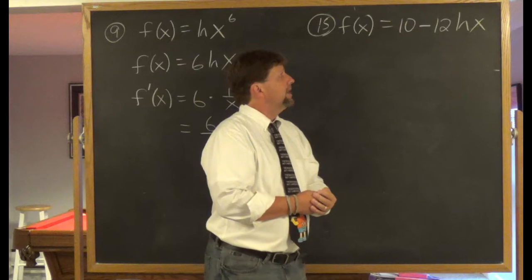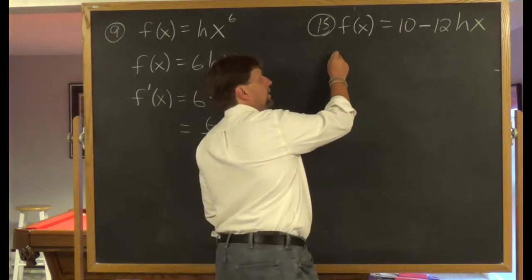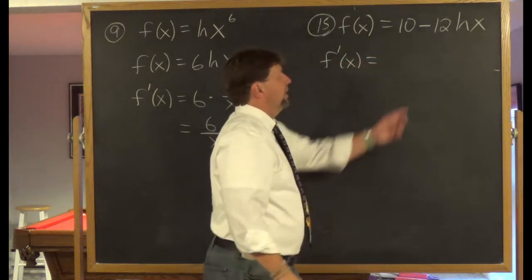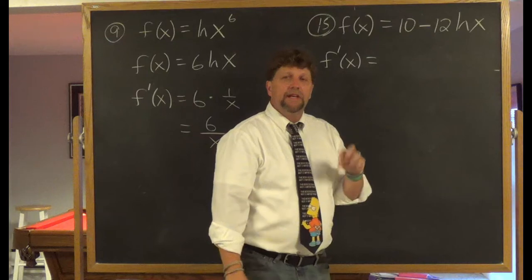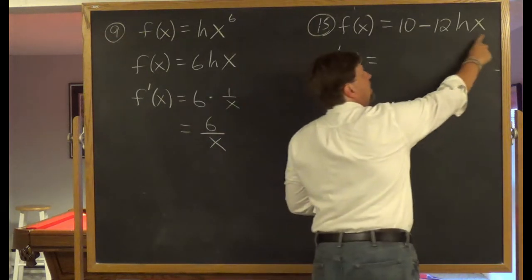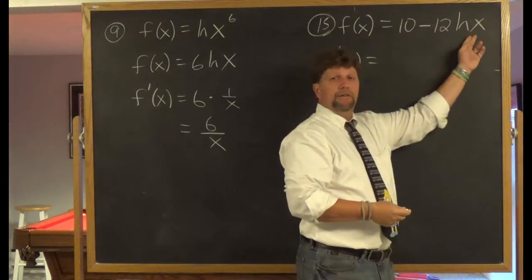F of x equals 10 minus 12 ln x. Well, here, nothing to do except start off with calculus, and it's pretty friendly. We remember the derivative of 10 is 0. The derivative of a constant is 0. This piece down here is going to be the constant multiple rule, the constant times a function.